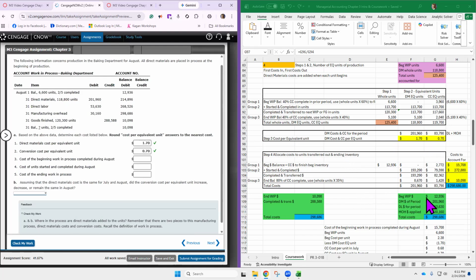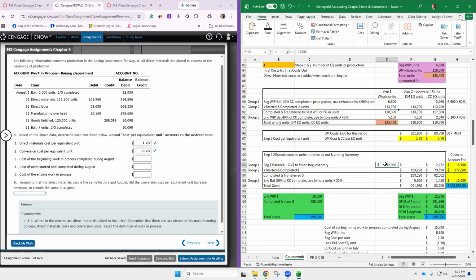Okay, before we do that, I want to take a little tally here. So let's start with our beginning WIP. I got $12,936. The direct materials that came in, the direct labor, the manufacturing overhead. I added all of these. And here is a number that will help us. That is all the costs that are in WIP baking for the month of August. So that can help us. So we'll just keep that there.